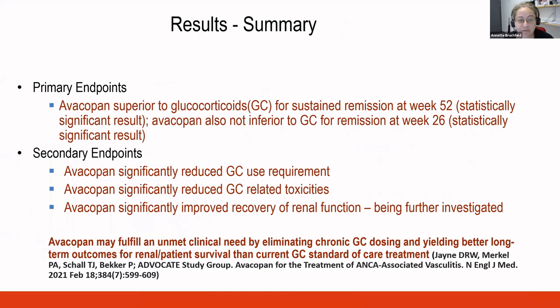The secondary endpoints is then that avacopan reduced glucocorticoid use, and also the toxicities. There was a specific toxicity scheme that you had to fill out, and it also significantly improved recovery of renal function. So this is a new drug that may fulfill this unmet need of eliminating chronic or large doses of glucocorticoid, and then also lead to a better long-term outcome than the current standard of care.